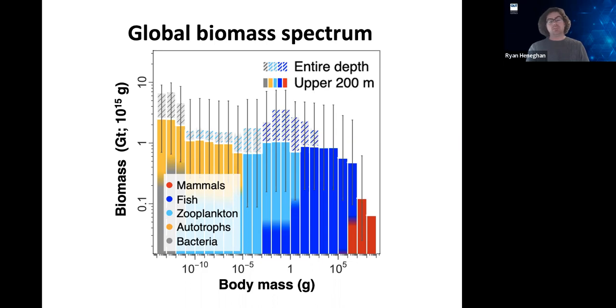So if we look over the entire ocean, or even if we only look at the top 200 meters, there's a bit more bacteria and a lot fewer whales. We talk a bit in the paper about what is structuring the spectrum globally. There still are a lot of questions about that.